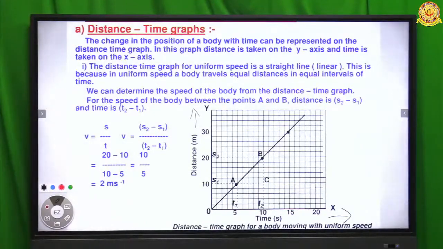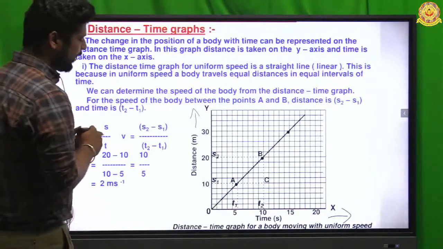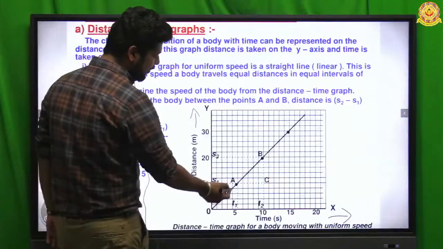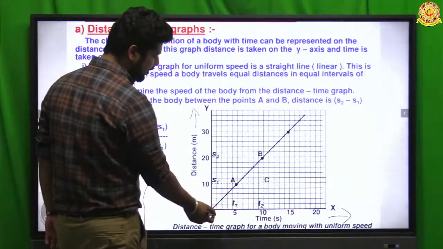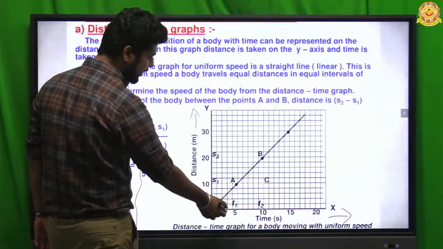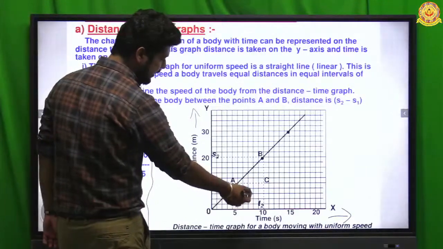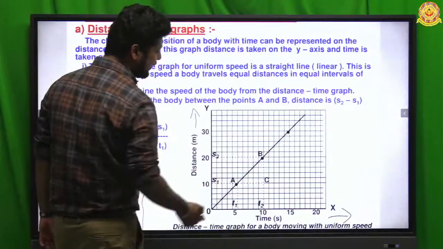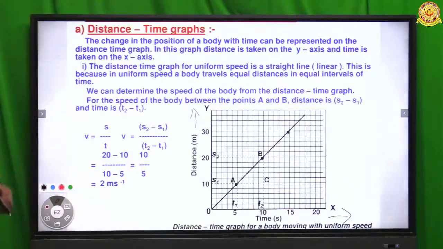The distance time graph for uniform speed is a straight line. This is because in uniform speed a body travels equal distance in equal intervals of time. You can see here in 5 seconds it has covered 10 meters, and in 10 seconds it has covered 20 meters, and so on. So we get a straight line.